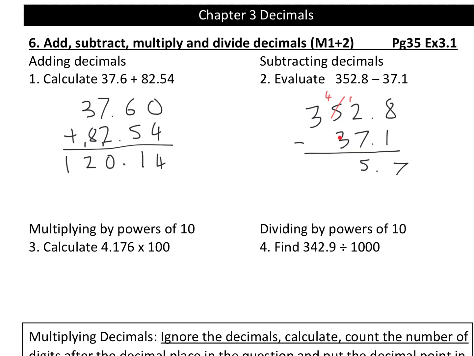Then 4 take away 3, which is 1. And 3 take away 0 or nothing. Still leaves us with 3.